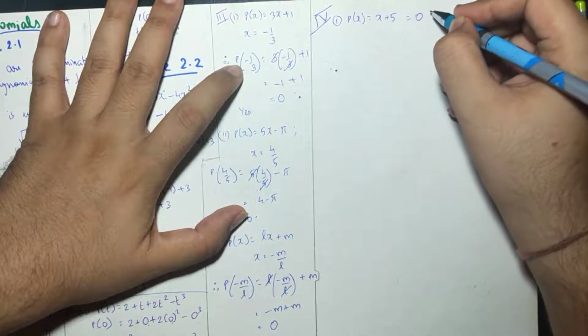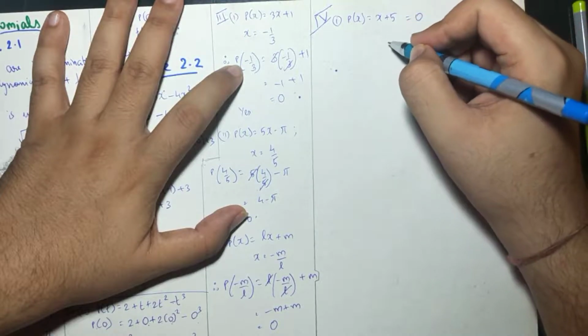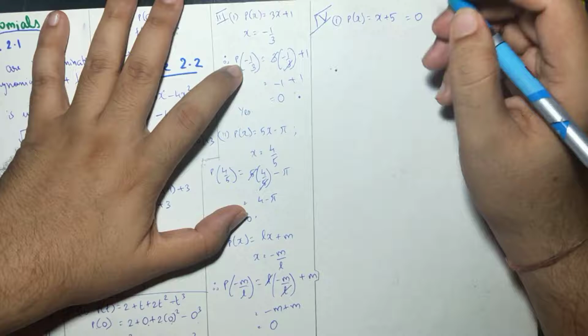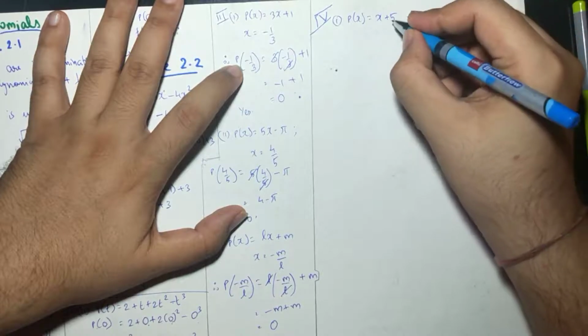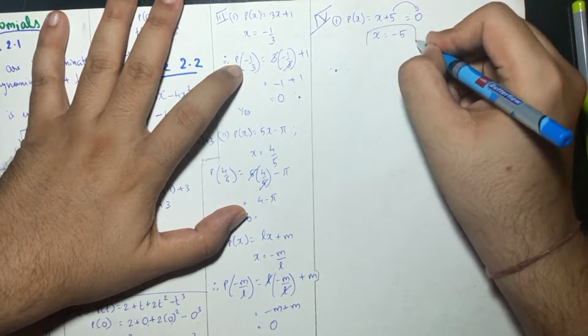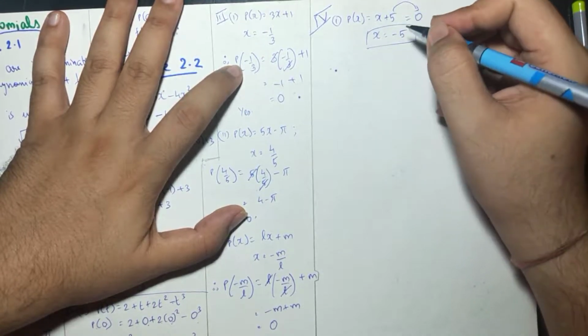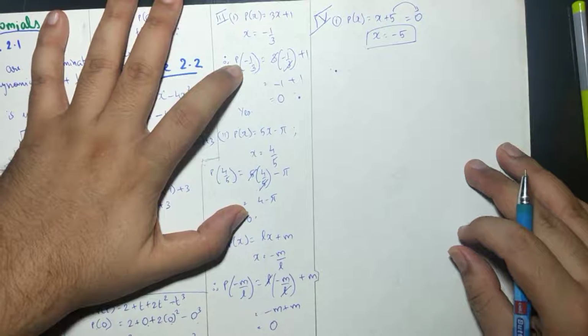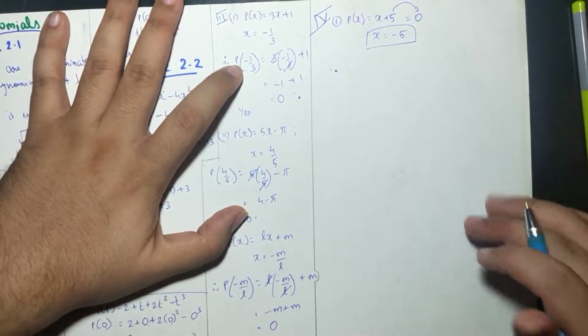Equate the polynomial to 0. Find the value of x. The value of x will be the 0 of the polynomial. This 5 will go on that side. So x will be equal to minus 5. So this is the 0 of the polynomial.